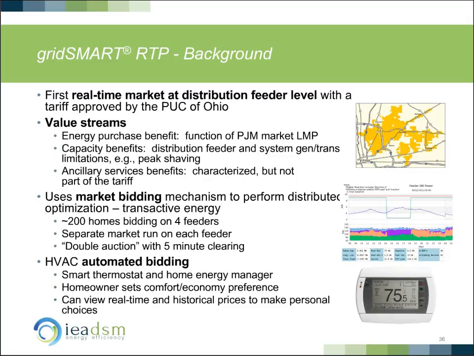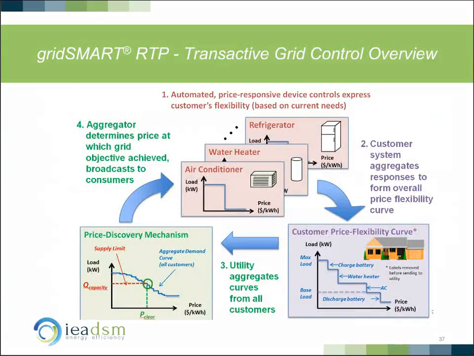There are different value streams, like the energy, the benefit of the energy purchase, and the time of when they purchase the energy. There is also a capacity benefit when they react according to congestion in the network. This demand response mechanism uses a kind of market bidding mechanism, which I will explain in the next slide, to perform this distributed optimization. So about 200 homes participated on 4 feeders, and a market was run on each feeder with a 5-minute clearing time span, sending out the price and reacting according to the bidding.